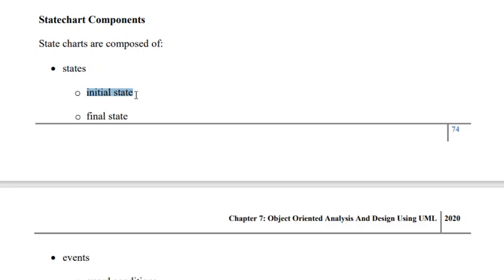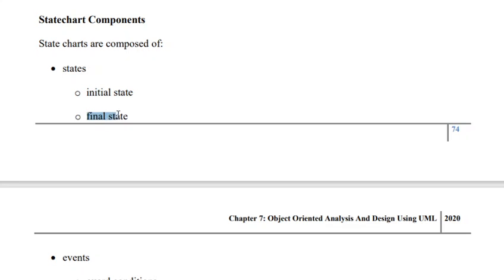So initial state has four characteristics. It is the point in time when the object is created. You do not have any state before this. It is represented with the help of a filled circle, and it's called a pseudo state because the attributes of the object are not initialized with any value.